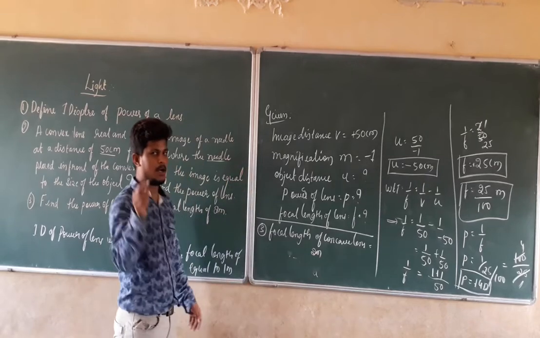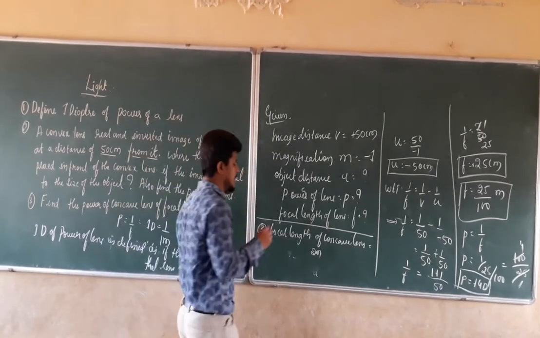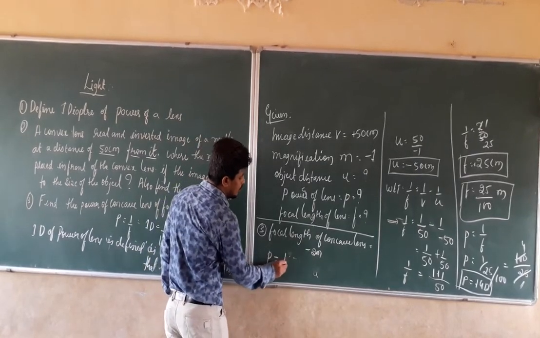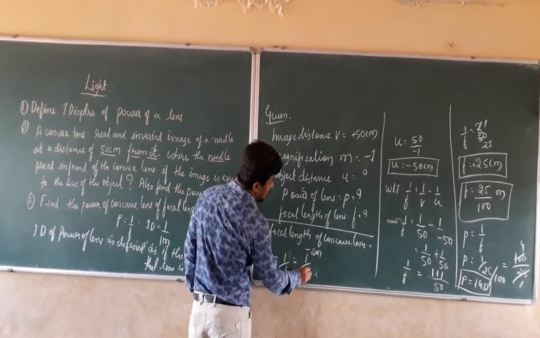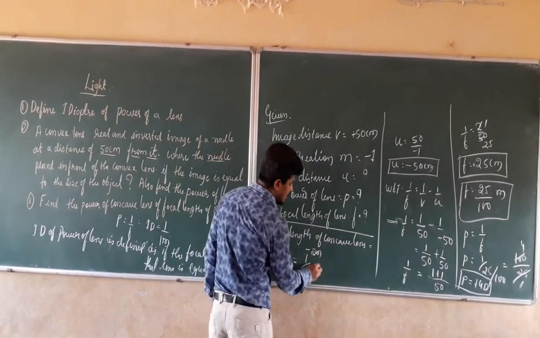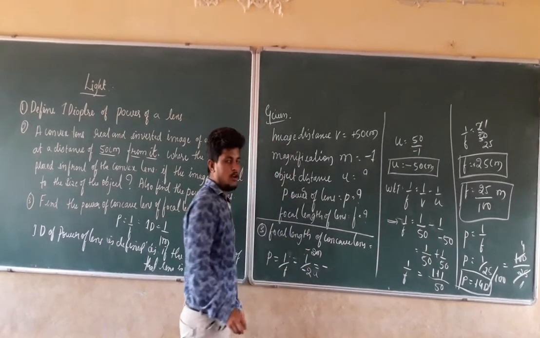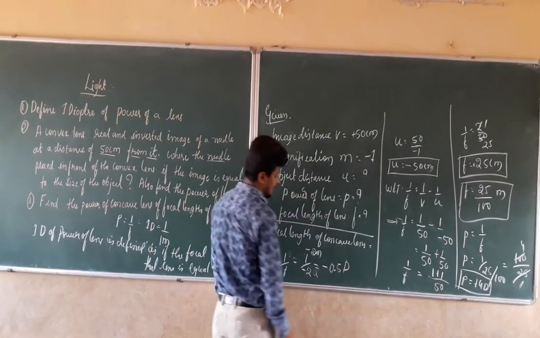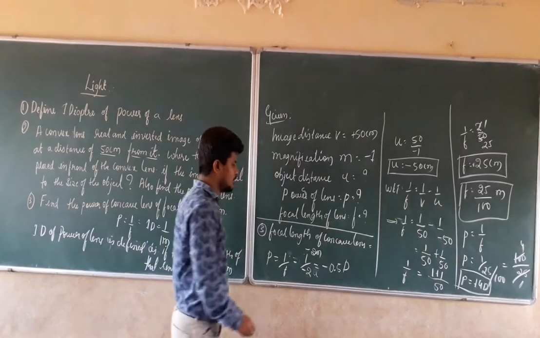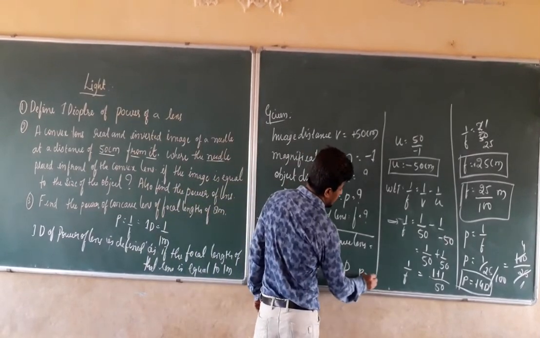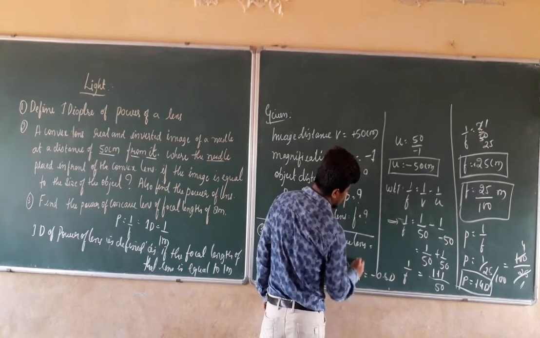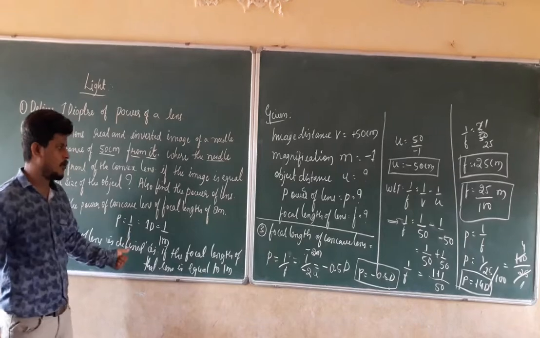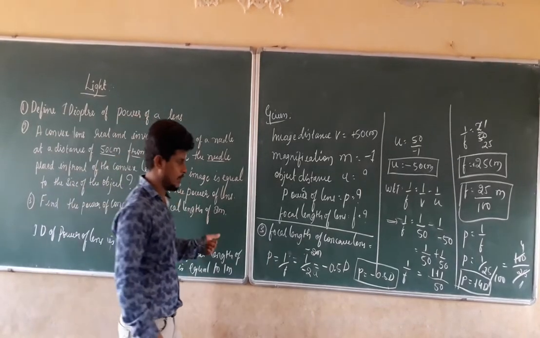If you remember, the focal length of a concave lens will always be minus, so it will be minus 2 meters. Therefore, power is equal to 1 by F, that is equal to 1 divided by minus 2, which will be minus half. 1 by 2 is equal to how much? It is equal to 0.5 diopters. So P is equal to minus 0.5 diopters. This is the power of the concave lens having the focal length of 2 meters.